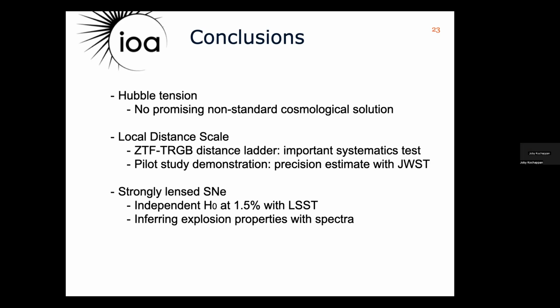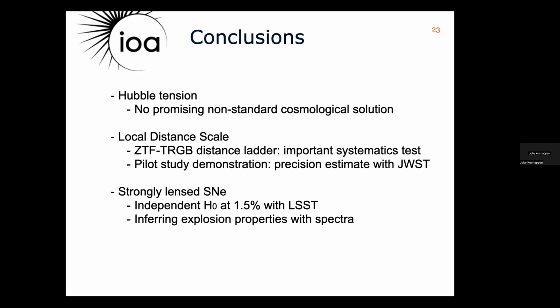Do you have an estimate of roughly how many strongly lensed supernovae we need to get a 1.5% H0 measurement? Yeah, that's what we looked at in the paper. Each supernova is approximately 7 to 8% on H0, so a few tens would be sufficient to get to this precision level.